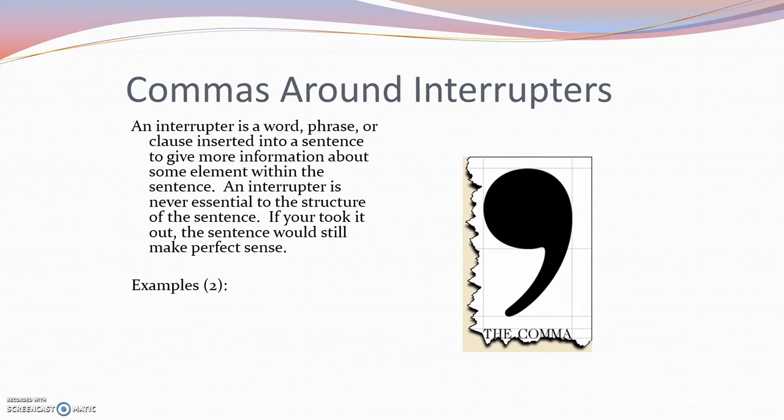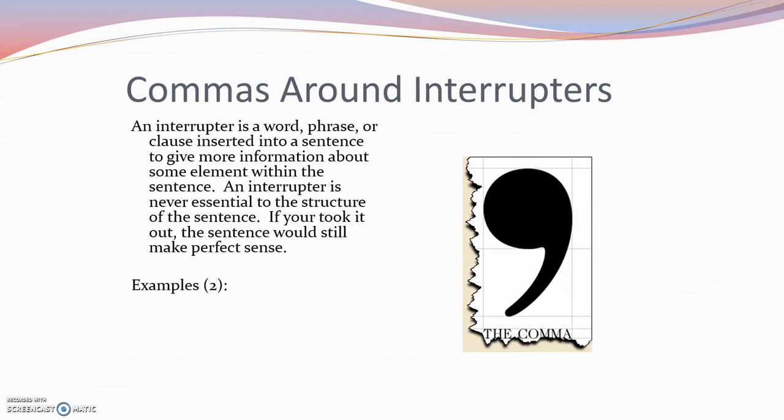But an interrupter is a word, phrase, or clause inserted into a sentence to give more information about some element within the sentence. An interrupter, or non-essential element, is never essential to the structure of the sentence. In other words, if you took it out, the sentence would still make perfect sense. It doesn't mean that you don't want that to be part of the sentence, because it does add detail. It just means that grammatically, the sentence would still function if you took it out.